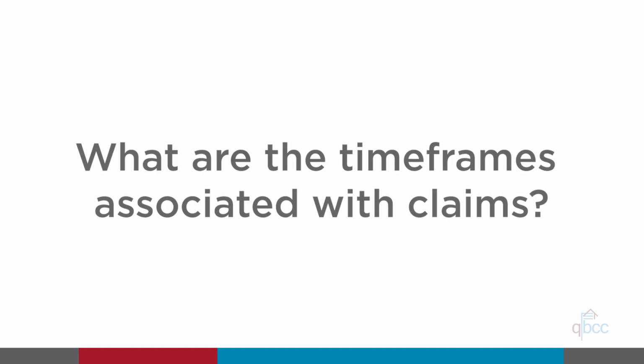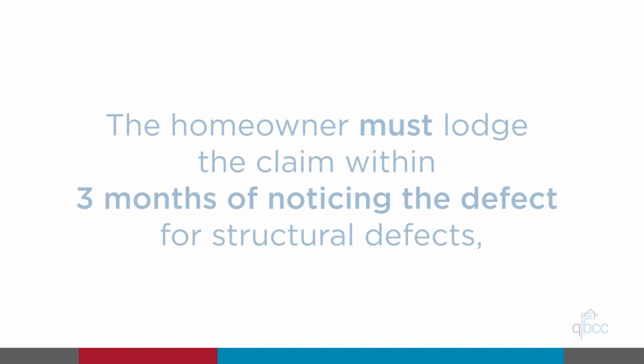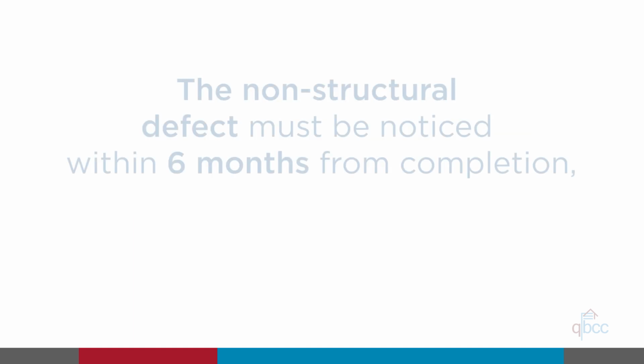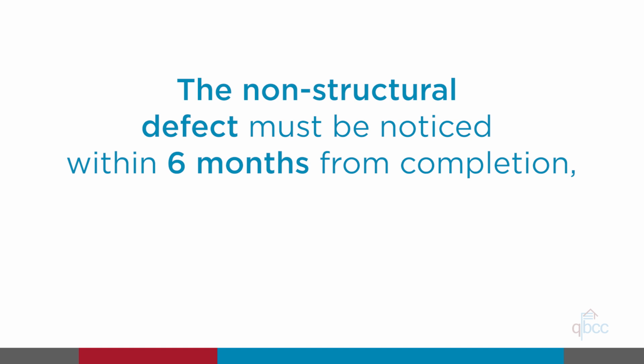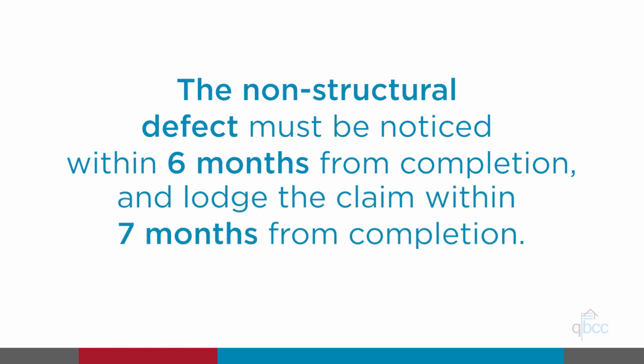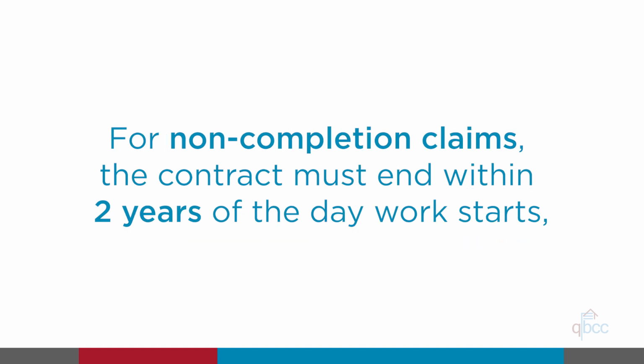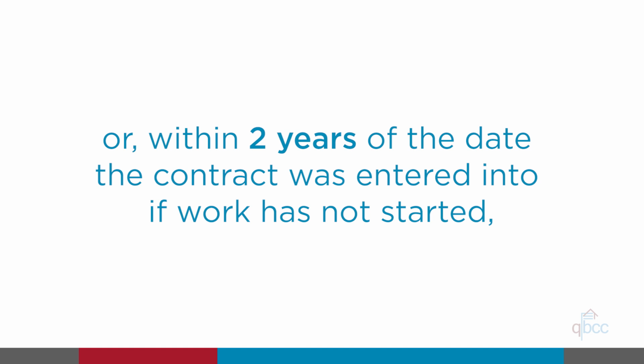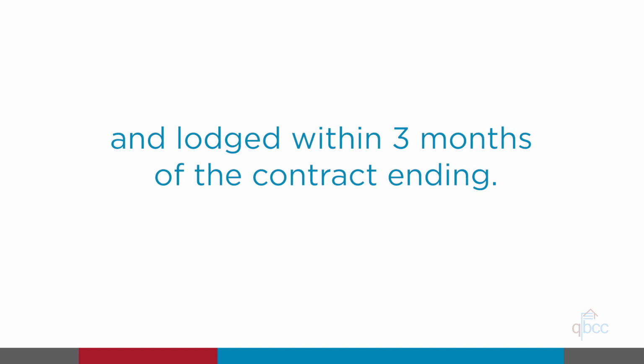What are the timeframes associated with claims? If submitting a claim, the homeowner must lodge the claim within 3 months of noticing the defect. For structural defects, the non-structural defect must be noticed within 6 months from completion and lodge the claim within 7 months from completion. For non-completion claims, the contract must end within 2 years of the day the work starts or within 2 years of the date the contract was entered into if work has not started, and lodge within 3 months of the contract ending.